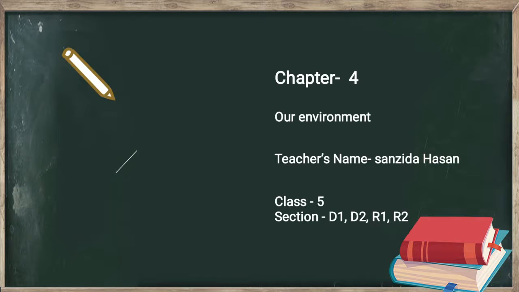Today our lesson is chapter 4, our environment. In the previous class we discussed environment, types of environment and the importance of the environment. Today we will talk about environmental pollution, types of environmental pollution and the environment of Bangladesh. Let's start.